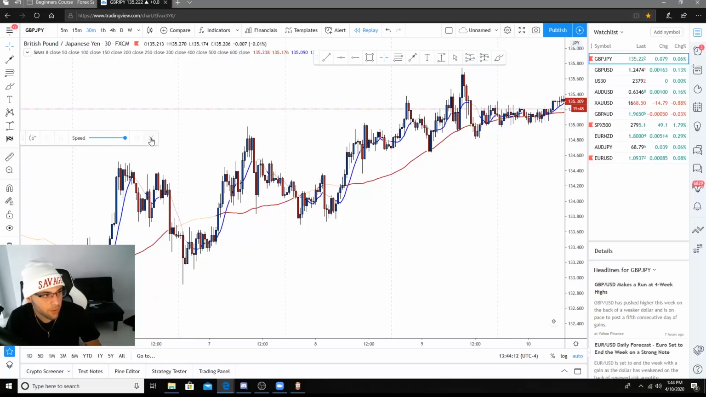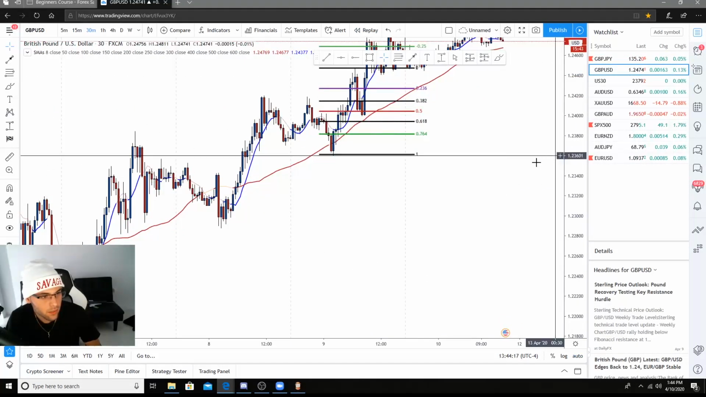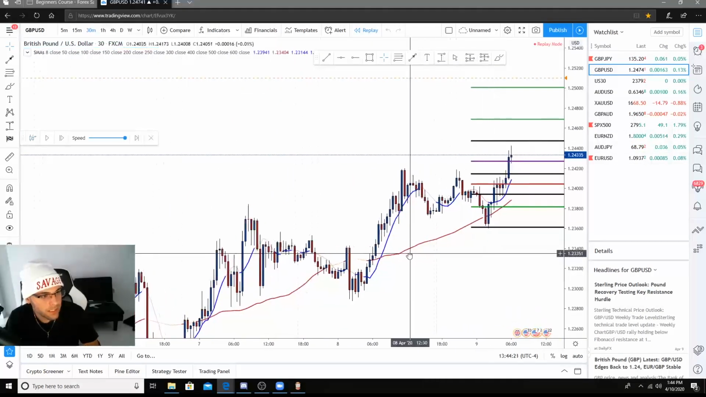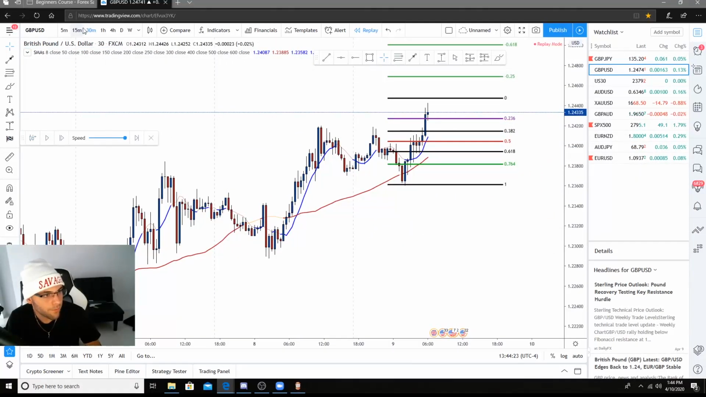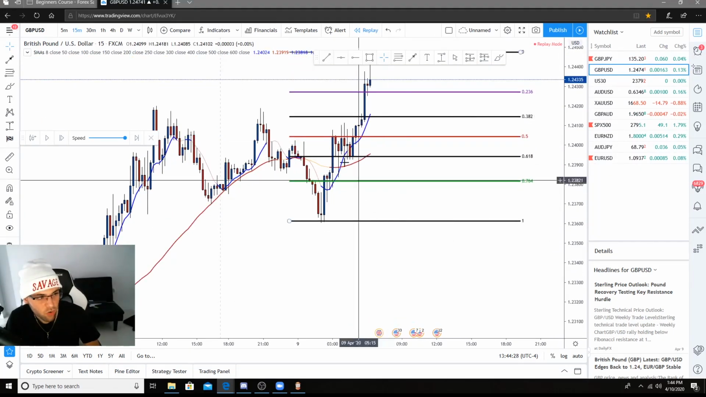Okay, here we got GJ, one of my favorite pairs. Actually, let's go to GU, just because I had a little setup here for you guys that looked a little bit cleaner. This is the 30-minute. So let's go to the 15-minute right here. So notice how the EMAs cross as we are becoming bullish.